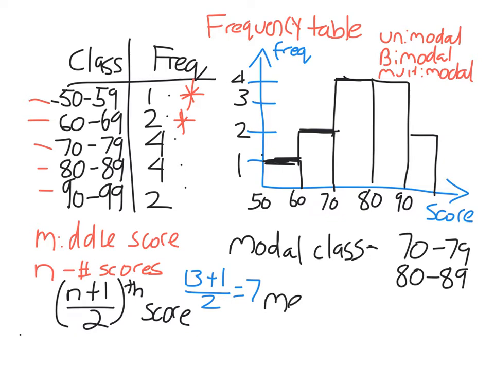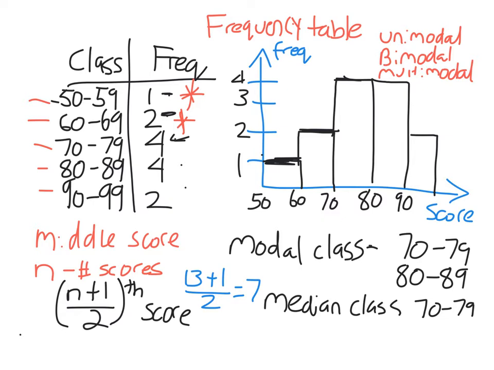So if I look at my frequency table, the first score is 50 to 59, and then the second and third scores are 60 to 69, and then the fourth, fifth, sixth, and seventh scores are in this class. So the median class is 70 to 79, because the middle score, I don't know exactly what it is, but I know it will be in this class.